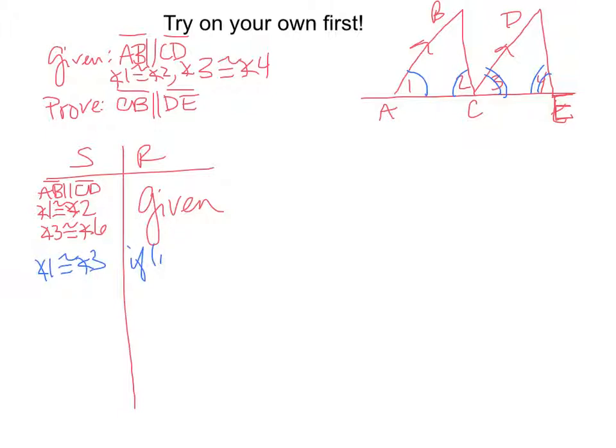Because if lines are parallel, corresponding angles are equal, and those are corresponding angles. And the lines are parallel, right? I'm going to highlight this for you. This line and this line are parallel. So these are the corresponding angles.